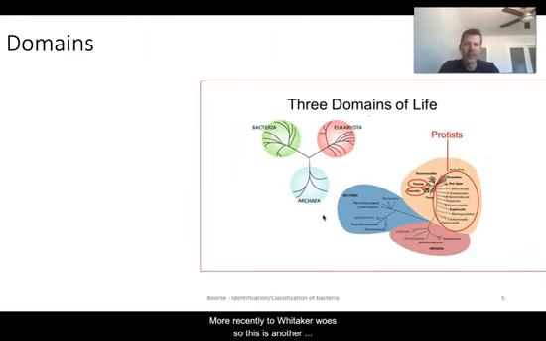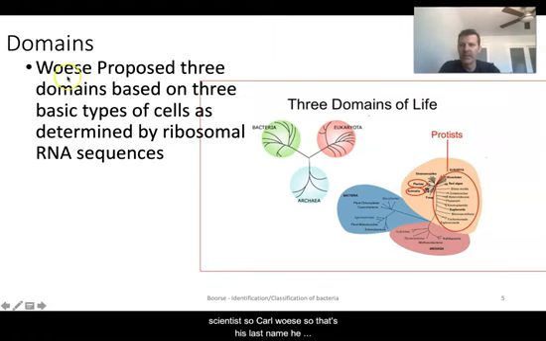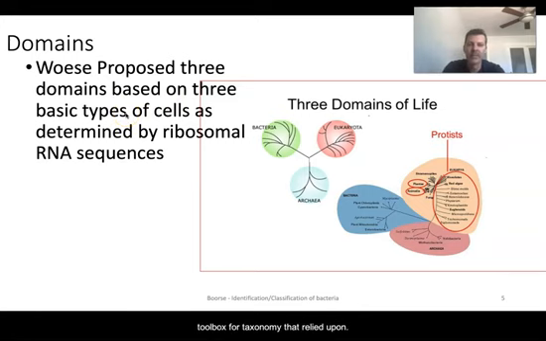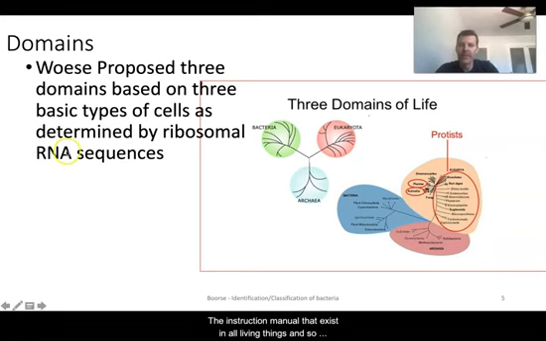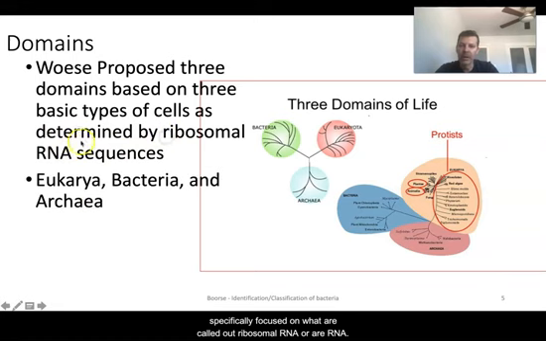More recently to Whittaker, Woese, another scientist, Carl Woese, that's his last name, proposed another additional unit of taxonomy, bigger and broader than kingdoms. He called these domains. Domains are based upon a new tool in our toolbox for taxonomy that relied upon genetic information, the ability to read that instruction manual that exists in all living things. Specifically he focused on what are called ribosomal RNA, or rRNA.